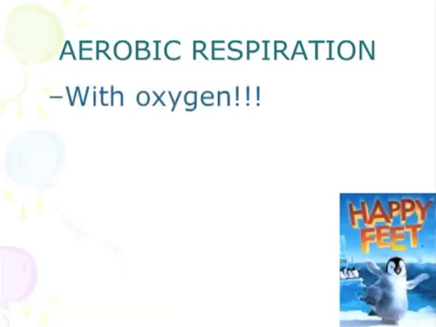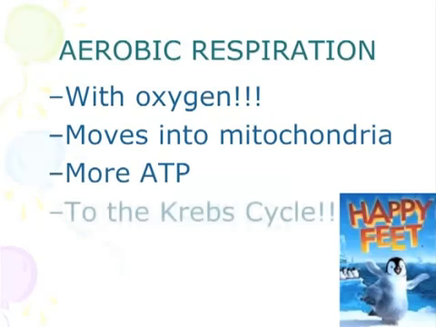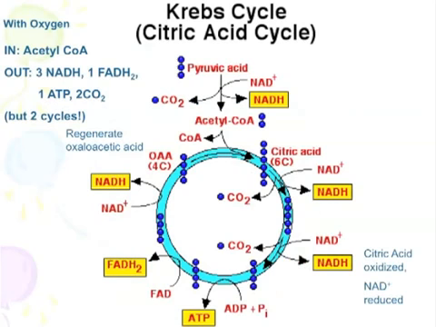So the aerobic respiration overview: it occurs with oxygen. It's when the pyruvic acid moves into the mitochondria and creates a lot more ATP, and begins with your Krebs cycle. So that is where we will start with the entire process. Remember, the overview of cellular respiration is decomposing or oxidizing glucose to make ATP. So what the Krebs cycle actually does is it completes the decomposition and oxidation of glucose into carbon dioxide. It is also known as the citric acid cycle, which you will see later on why. So this is the big picture of it.